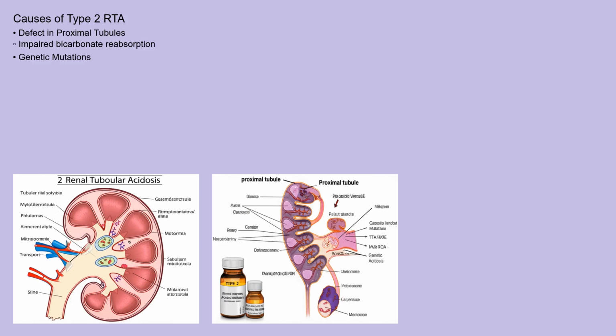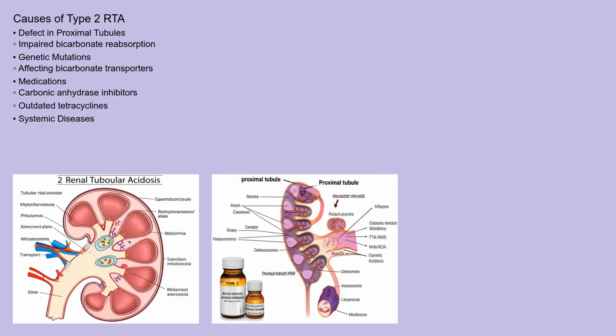This can be caused by genetic mutations affecting bicarbonate transporters, medications like carbonic anhydrase inhibitors or outdated tetracyclines, heavy metal poisonings such as lead, and systemic diseases including multiple myeloma, amyloidosis, and Sjogren's syndrome. It can also be seen in association with Fanconi syndrome, a more generalized dysfunction of the proximal tubule affecting the reabsorption of various substances. Let's break down the pathophysiology.